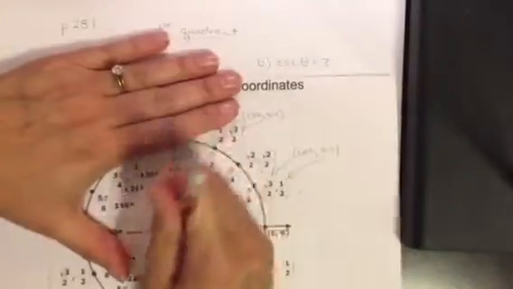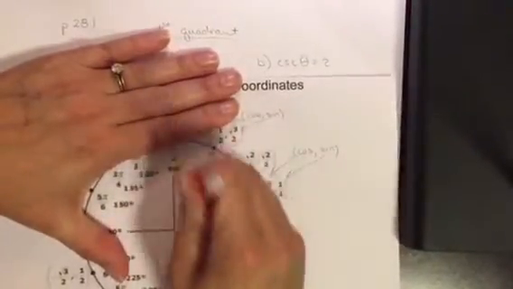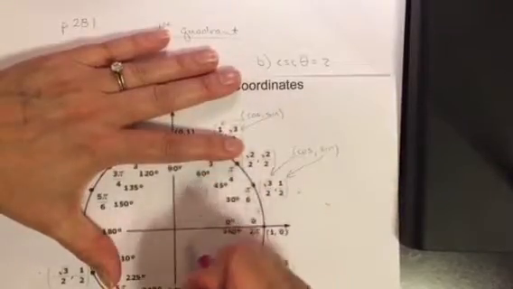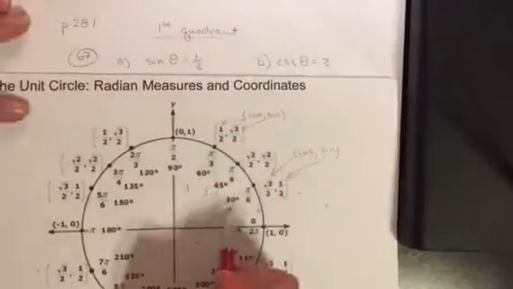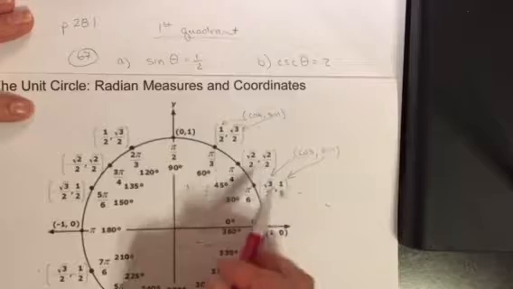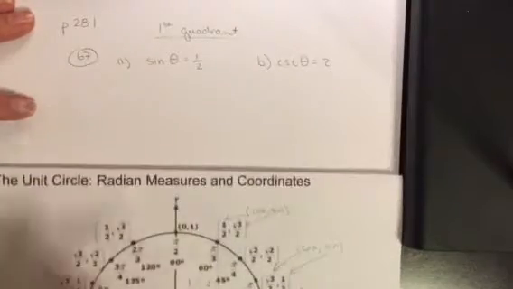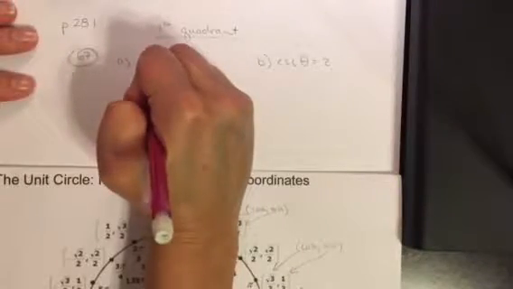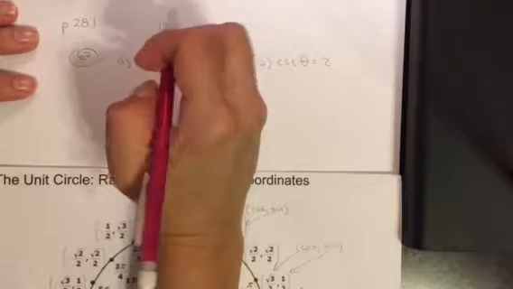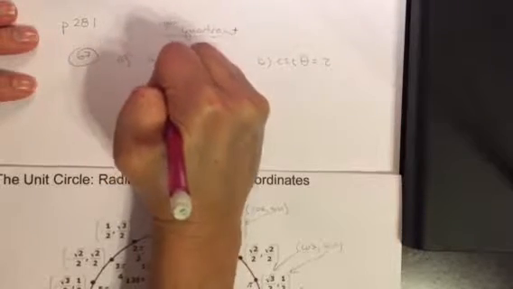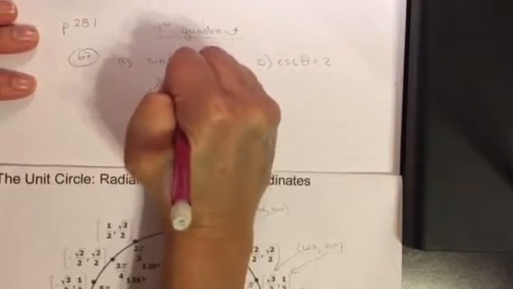Well, sine is 1/2 when the angle is 30. That's this one right here. When the angle is 30 or pi over 6. So for A, my answer will be 30 degrees, which is the same as pi over 6.